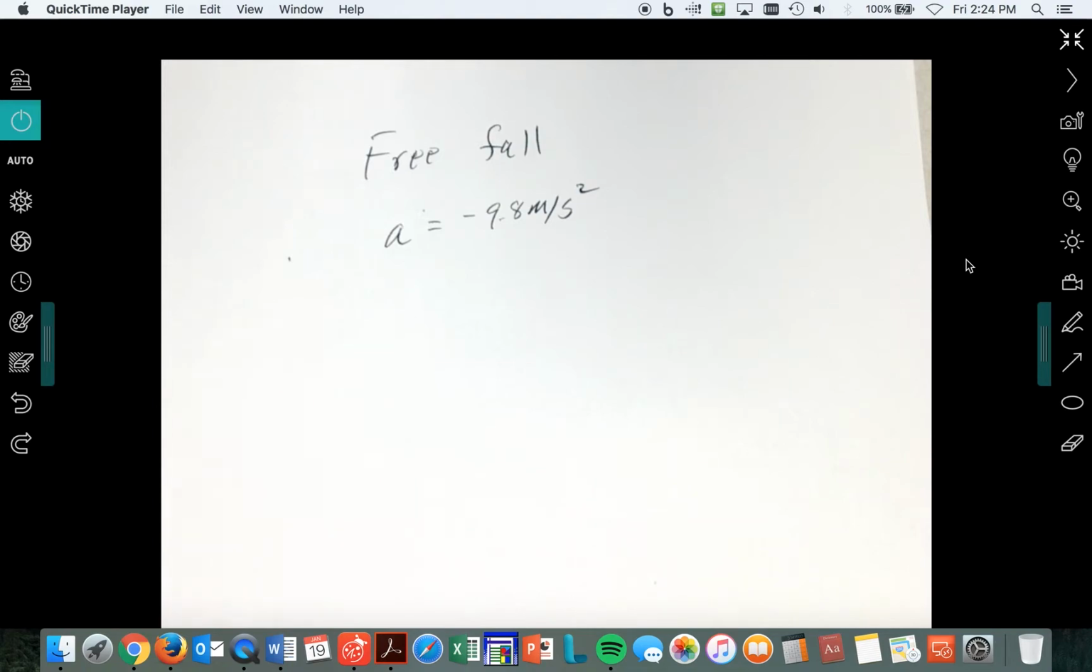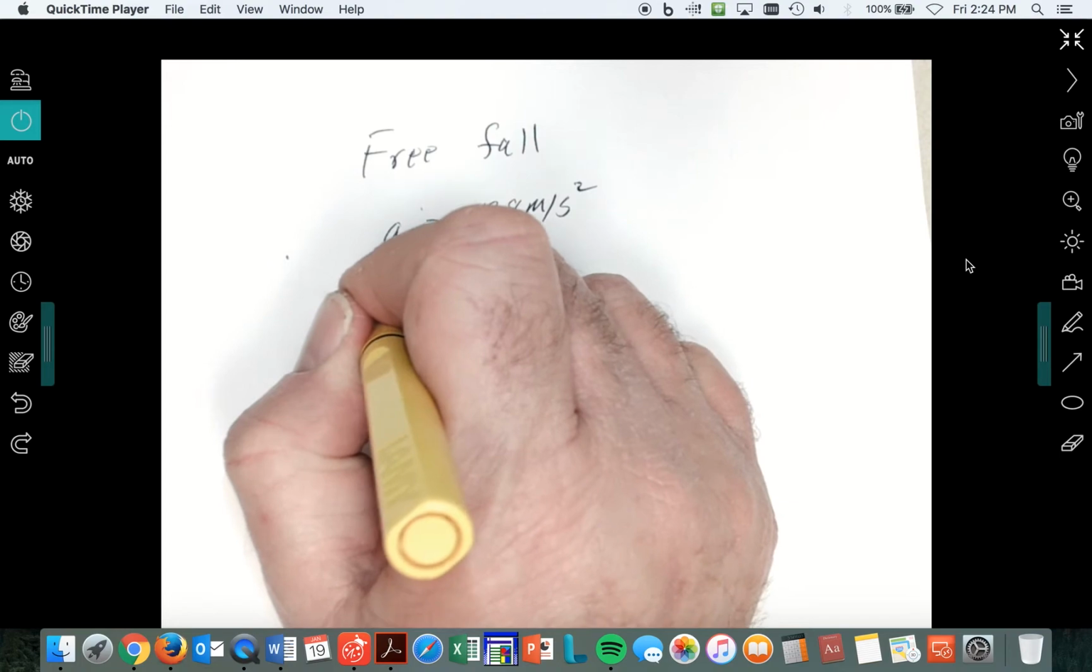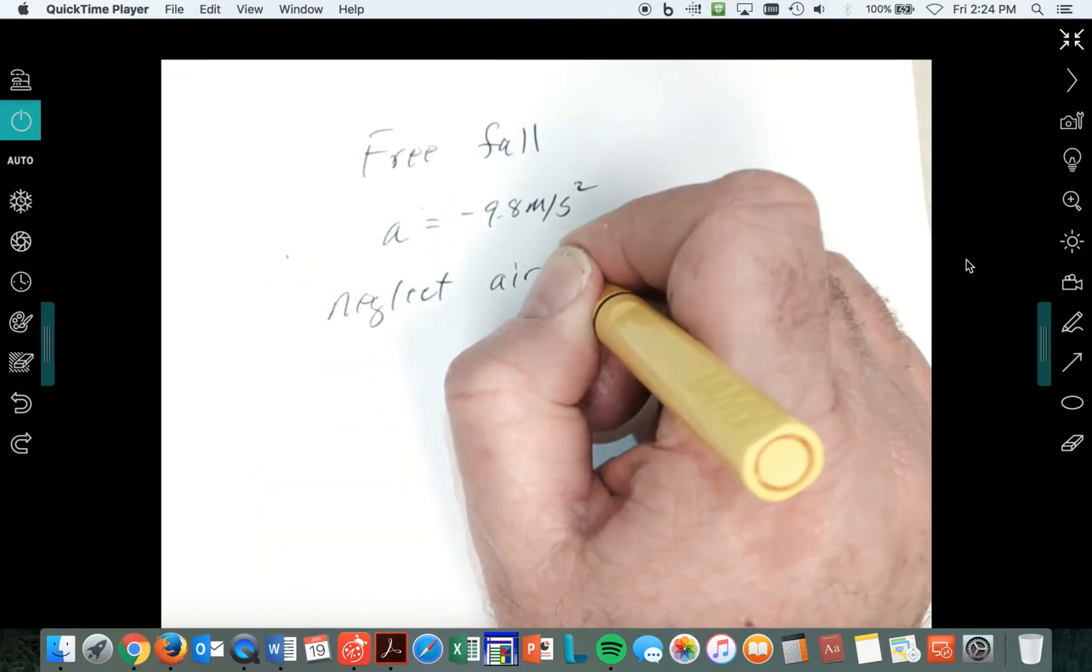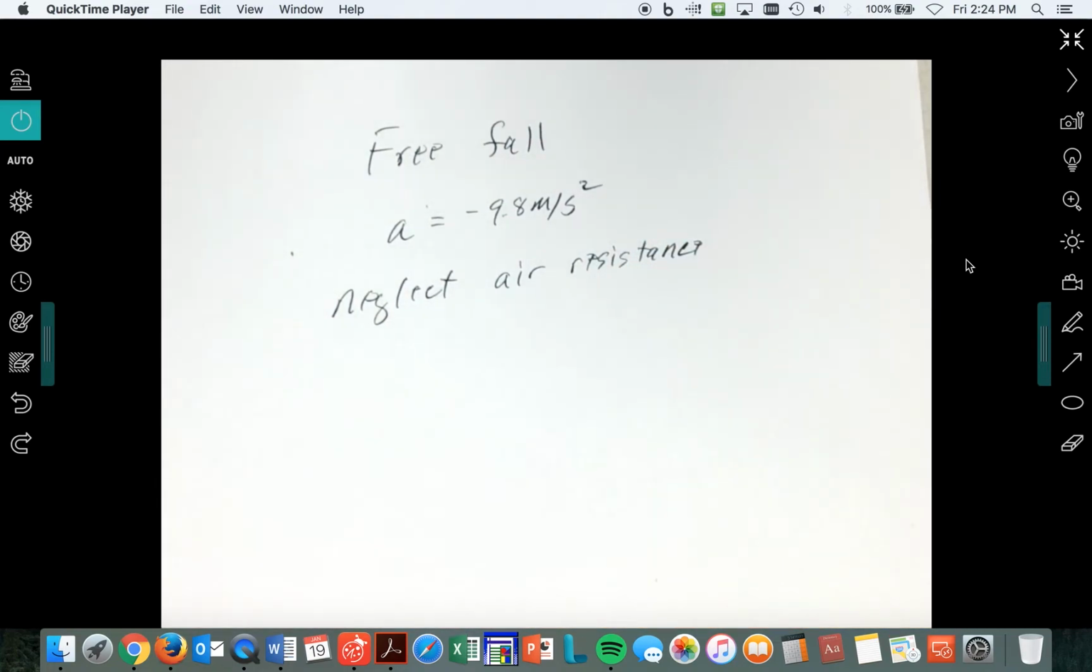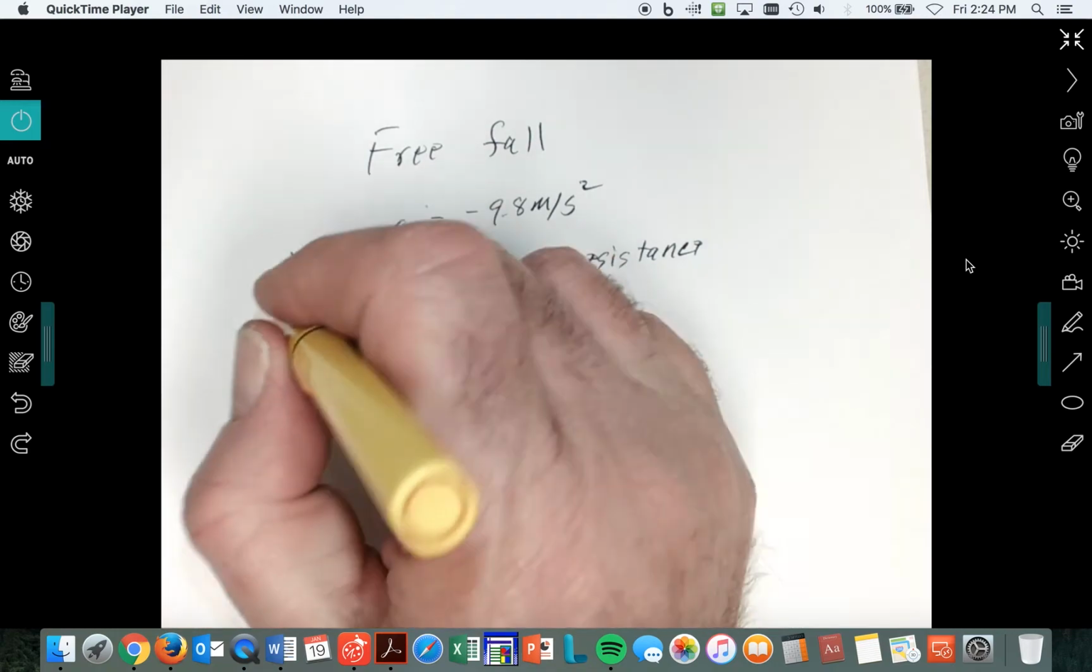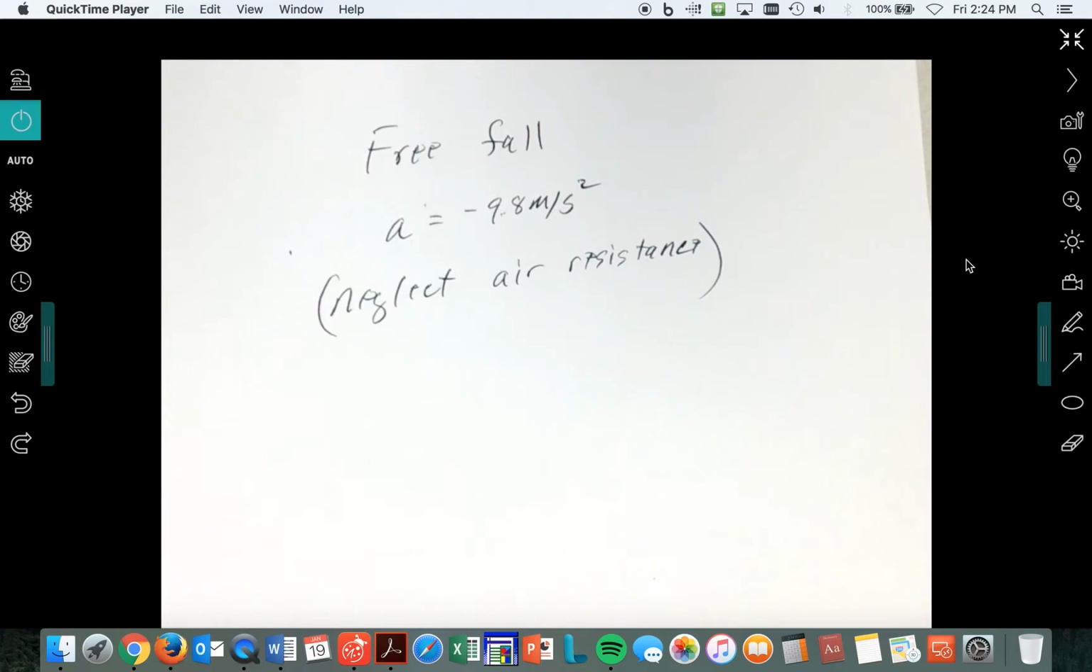Which is only if we neglect air resistance and all kinds of other things, and that's huge to neglect, because when things fall they have a drag coefficient and they slow down. In other words, you have a terminal velocity. They're slowing down until they reach zero acceleration, a final velocity, so they're just falling.